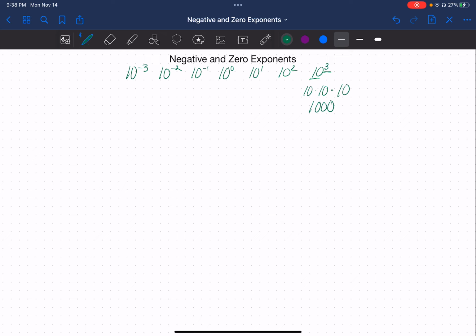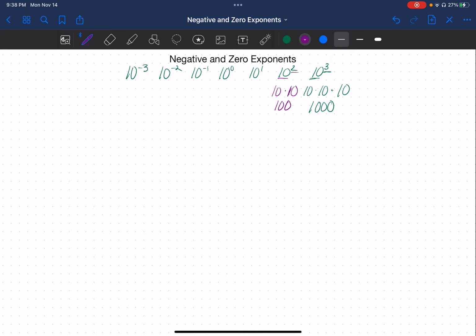Easy enough, right? And then I'm going to just switch to a different color. Let's do 10 to the 2. And again, two copies of 10 being multiplied to each other. 10 times 10. What is the result? It is 100. You might be saying, okay, great guy, this is nothing profound.